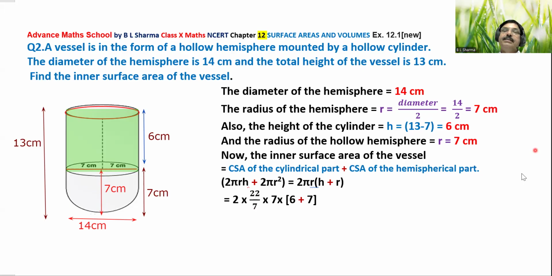Calculate करें, answer find out करें. So that is 44, the 7 and 7 cancel. 6 plus 7, 13. 44 into 13 is 572 centimeter square, and that's all for this question.